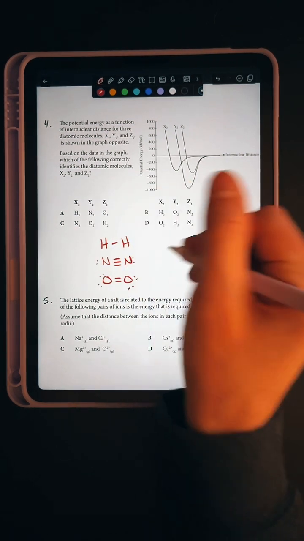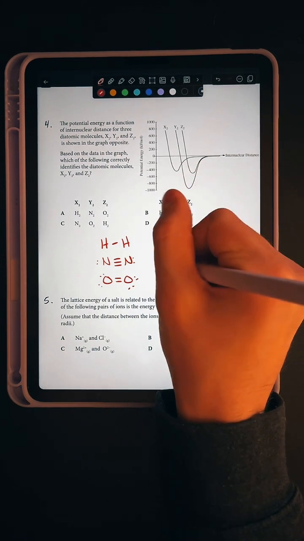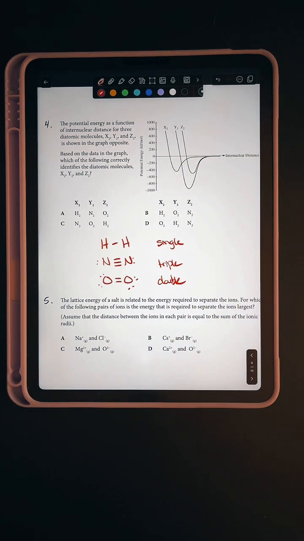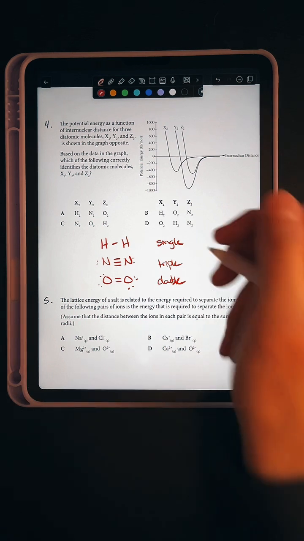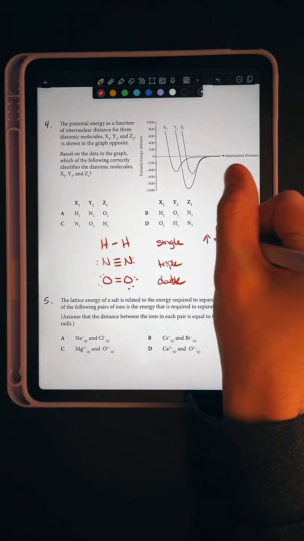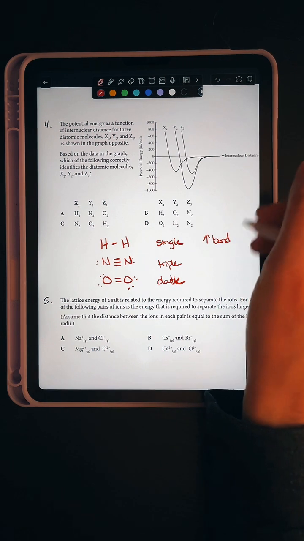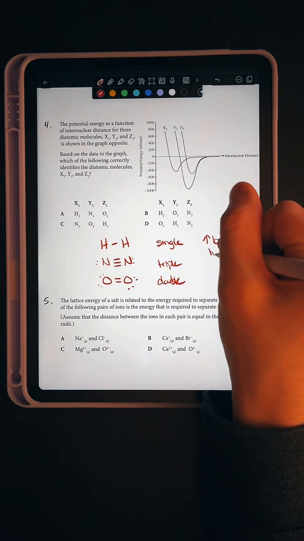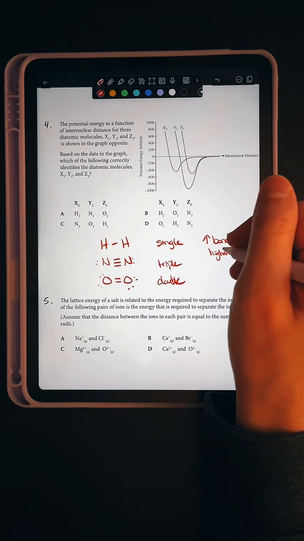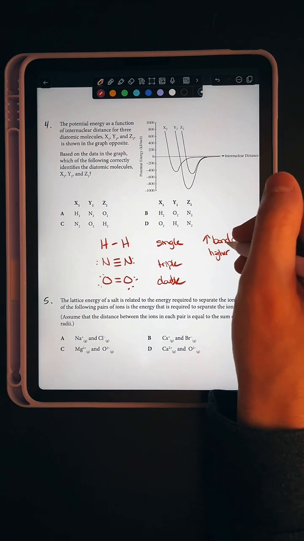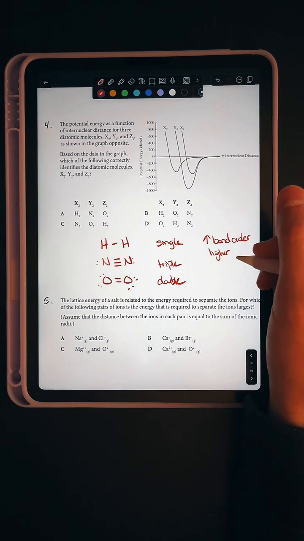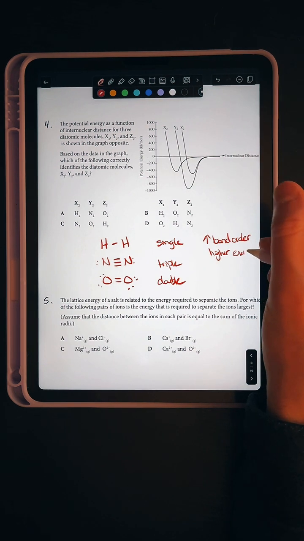The bonding between them tells us that we have a single bond, a triple bond, and a double bond. Now, the trend is that the higher the bond order, or the number of bonds, the higher the bond energy, or the lower the potential energy. So the higher the bond order, the highest quantity of potential energy, quantity meaning we just take the absolute value. So highest quantity of energy.